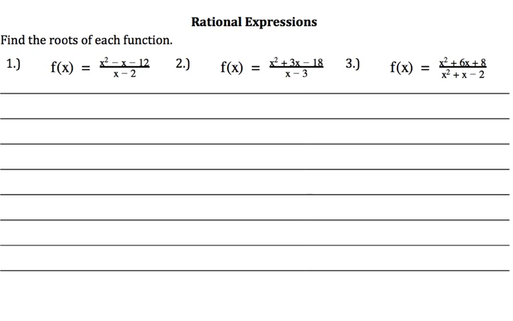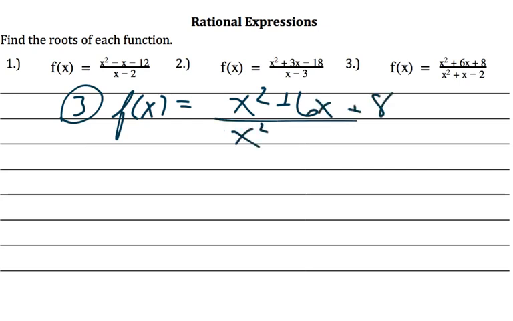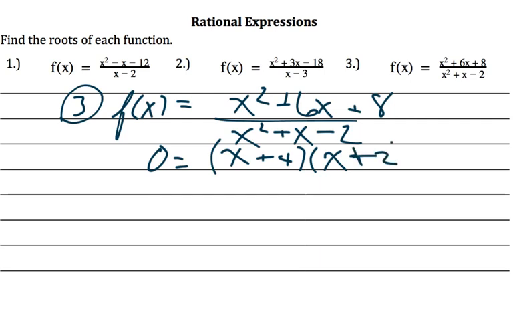Now for problem 3. Actually, that has two things going on in it, so it looks different, but we'll do this one together. Rewrite the whole problem. f of x equals x squared plus 6x plus 8 over x squared plus x minus 2. And just like before, we'd set this equal to 0. Now I'm curious to see if anything can factor right now. The numerator has factors x plus 4, x plus 2. And then the denominator would have factors of negative 2 that add up to 1: x plus 2, x minus 1.